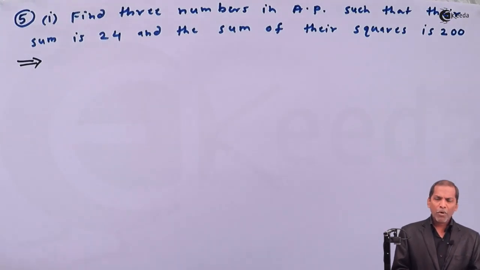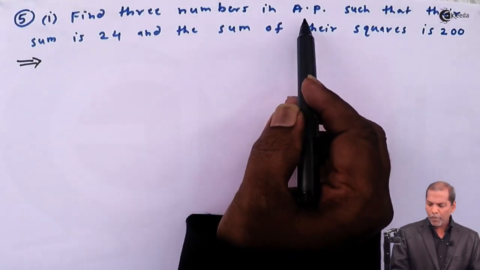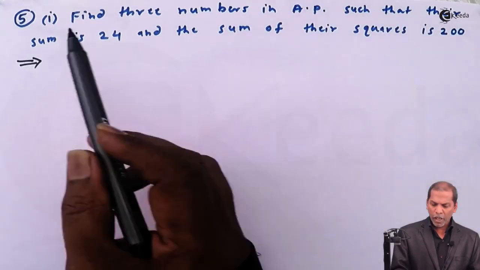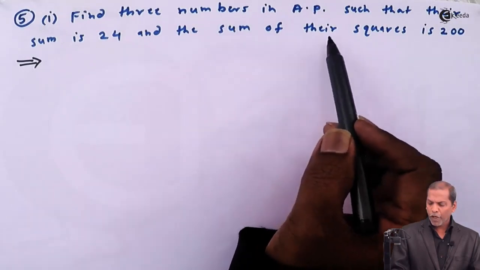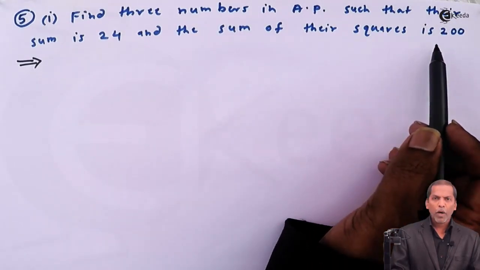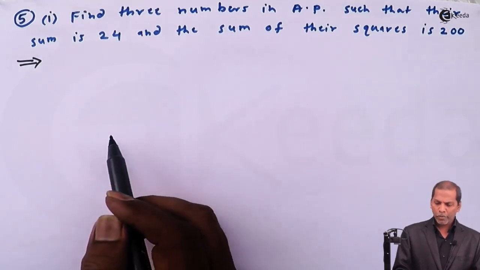Hello friends, now we see the problem number 5 based on the topic sequence and series. Find 3 numbers in AP such that their sum is 24 and the sum of their squares is 200. Now let's see the solution.